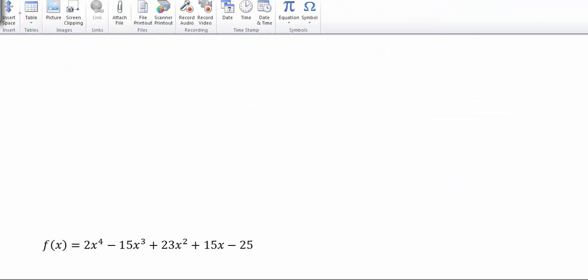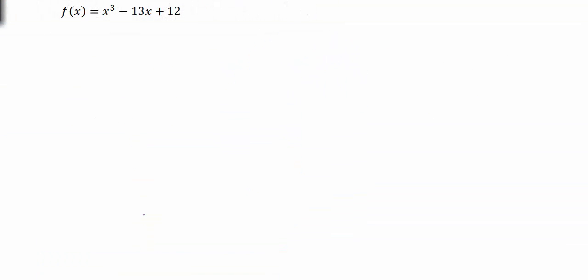All right, if we move on to the next example here, we have f of x equals x cubed minus 13x plus 12. Now here we're doing the same thing. We want to find the zeros of this polynomial function, but this time it's not factored for us. So how can we go about trying to factor this? Well, there's not really a good way to factor this because we don't have an x squared. We have x cubed minus 13x plus 12.